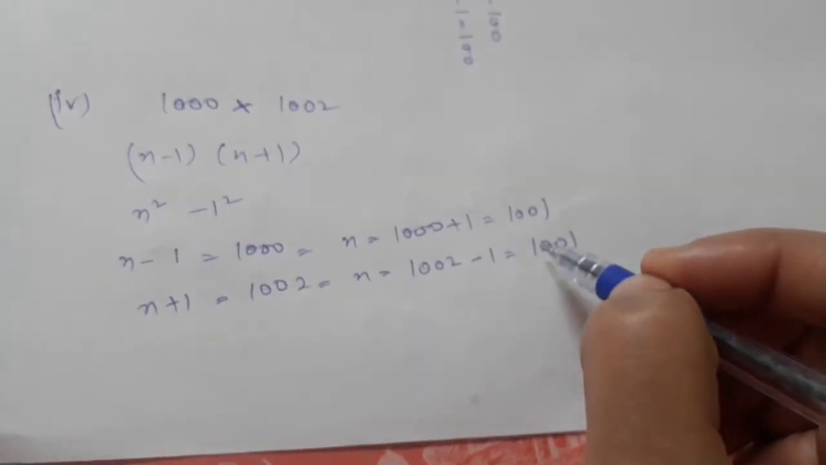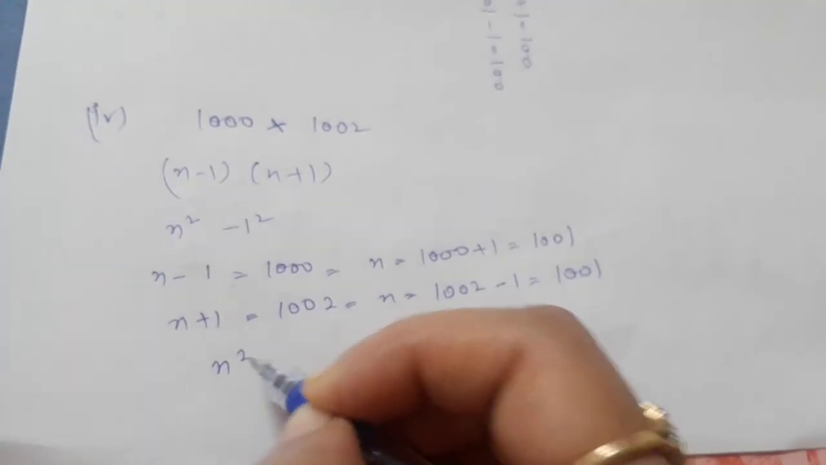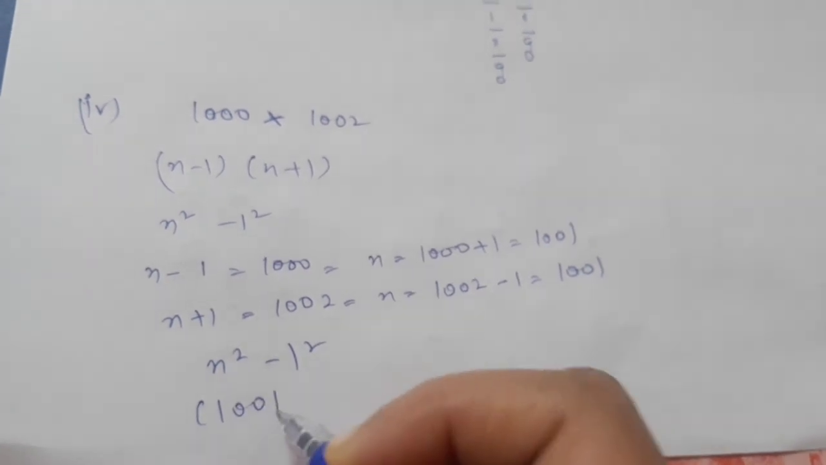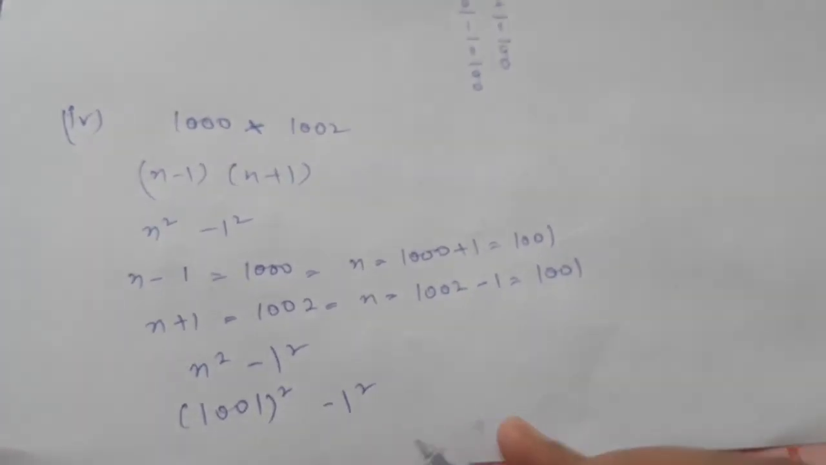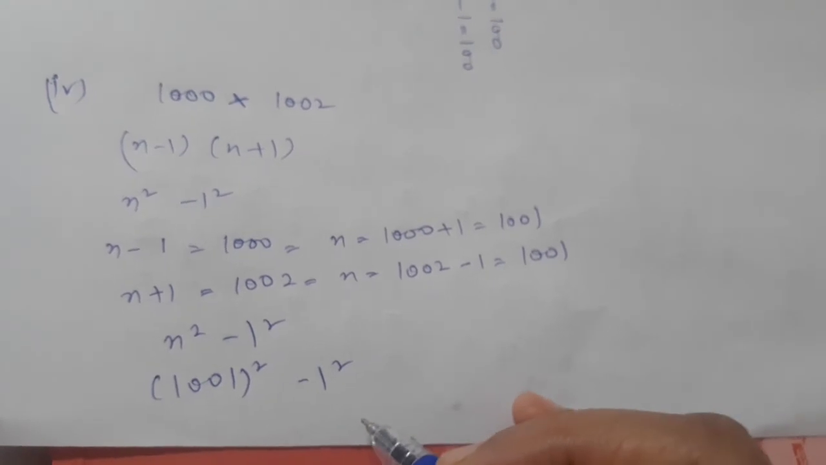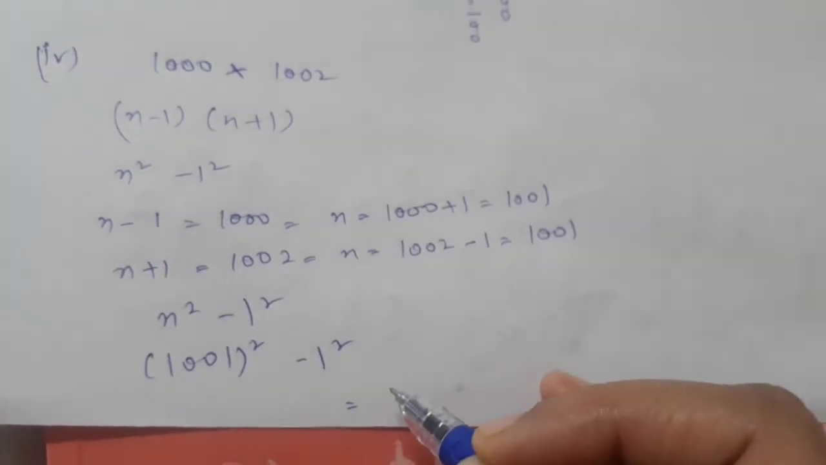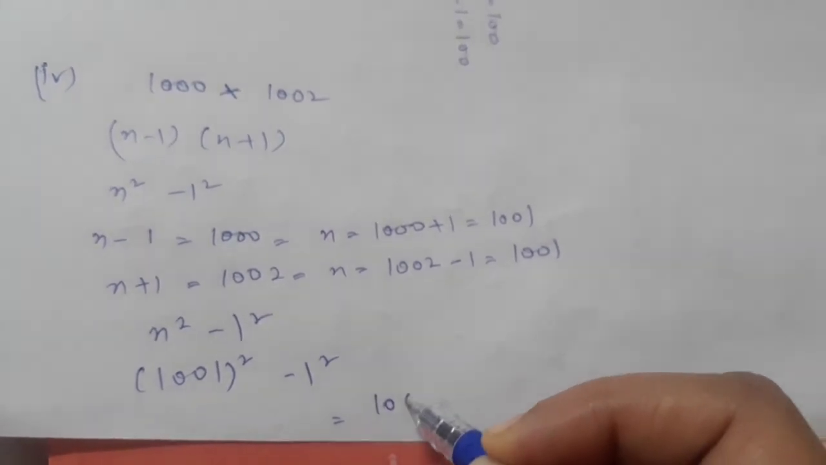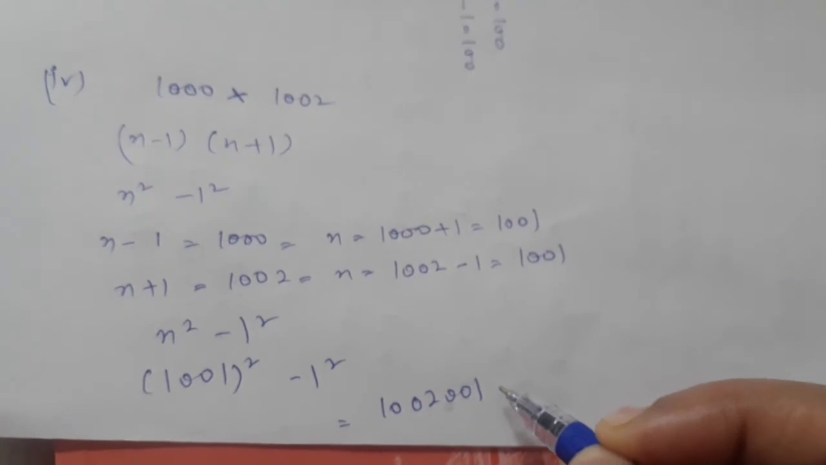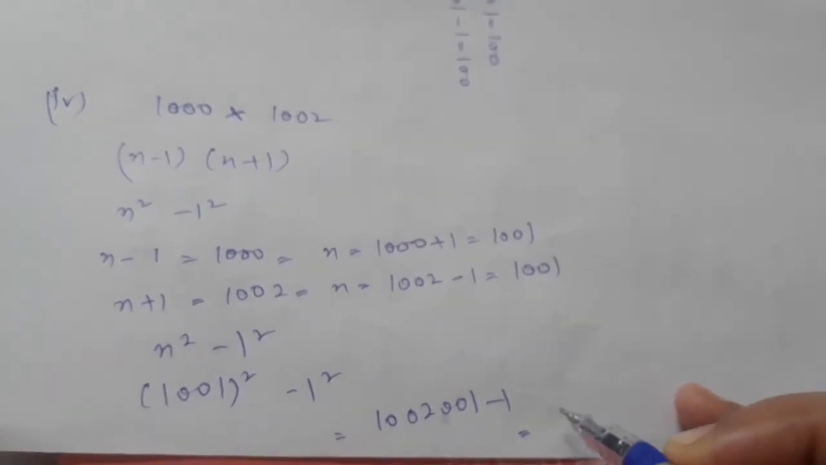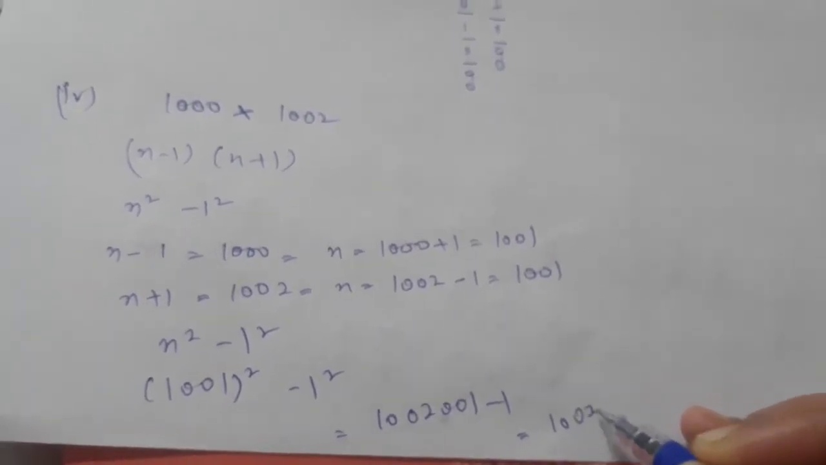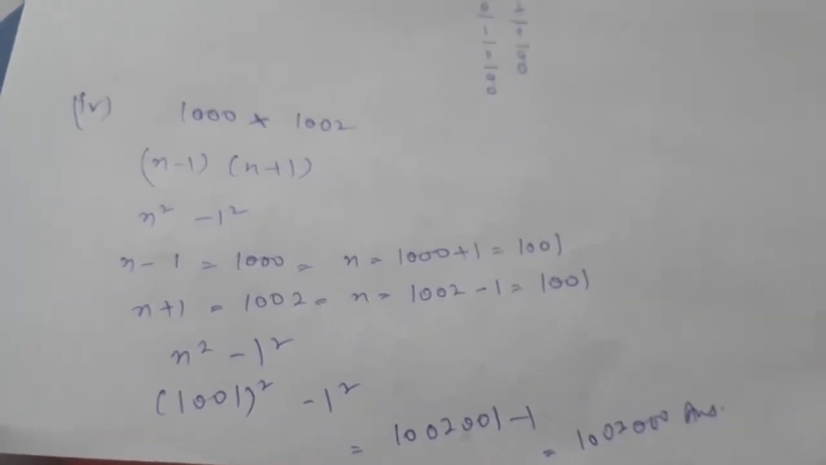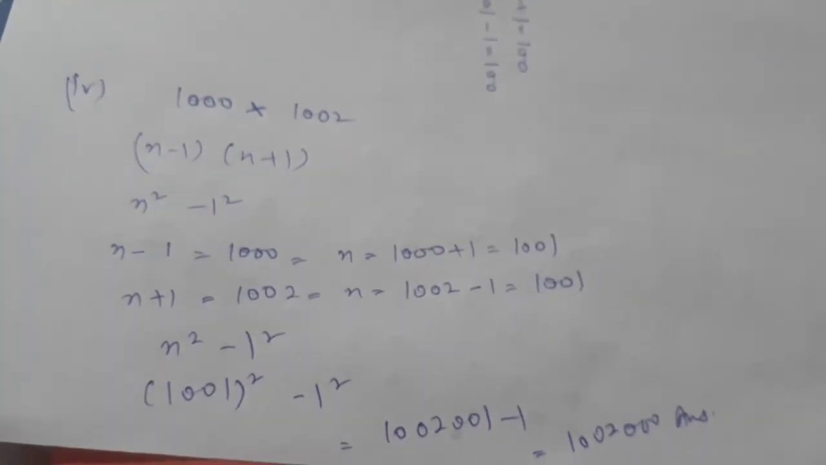Now put this n into the formula, that is n square minus 1 square. So n square would be equal to 1001 square minus 1 square, which would be equal to 10 lakh 2001 minus 1, that would be equal to 10 lakh 2000, which is our answer. Have a full glance.